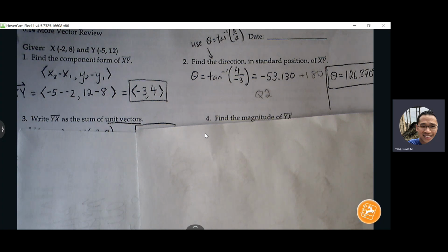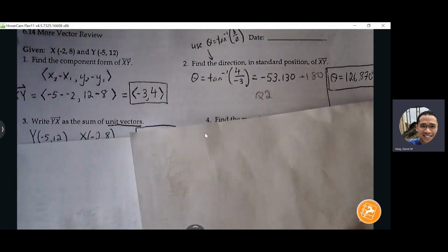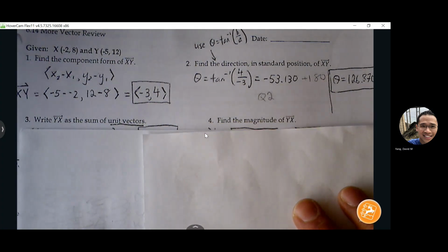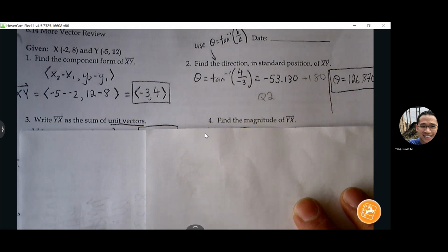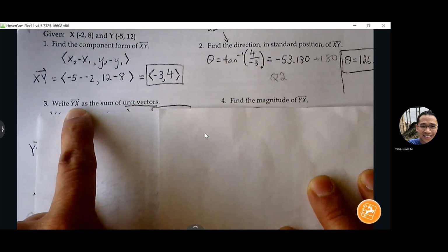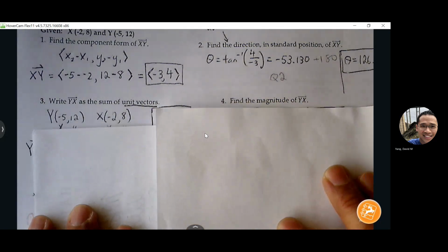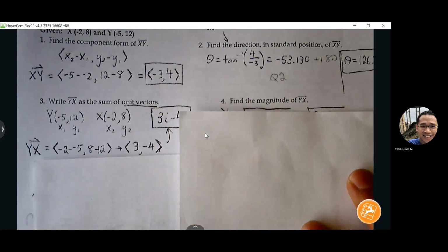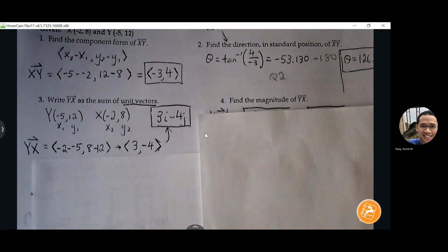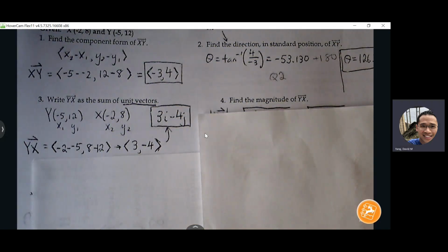Unit vector, you have to just take that component form and involve i and j. But here the difference is y, x, right? So we have to create a different set of component form. So number three, component form is going to be different than number one because y is the initial point and x is your terminal point.